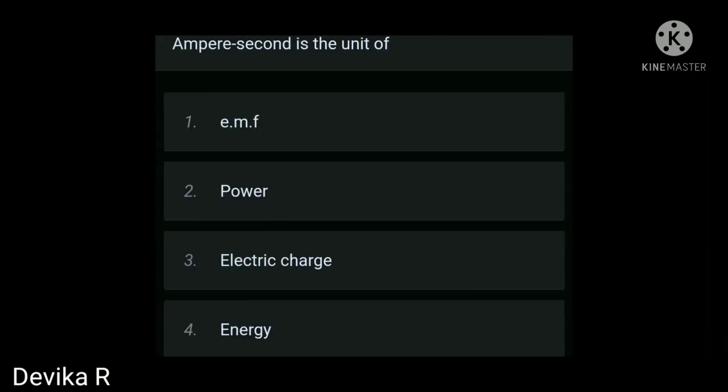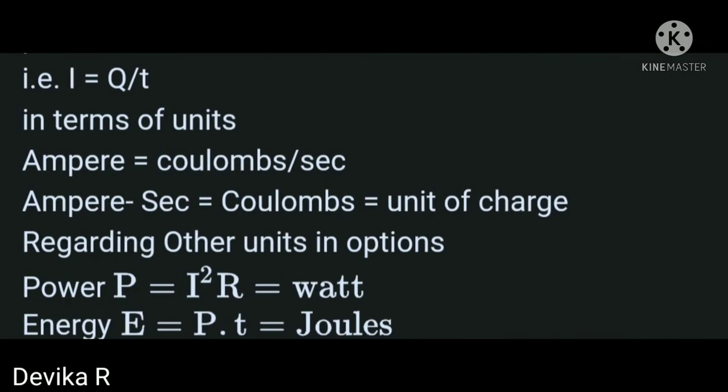Okay, the next one: ampere second is the unit of what? It is a very simple question. What is ampere second? Ampere: I equals Q by T, so Q equals I into T. So the ampere second is electric charge. I equals Q by T means coulombs per second, so ampere second is the coulomb, which is the unit of charge. The answer here was electric charge.